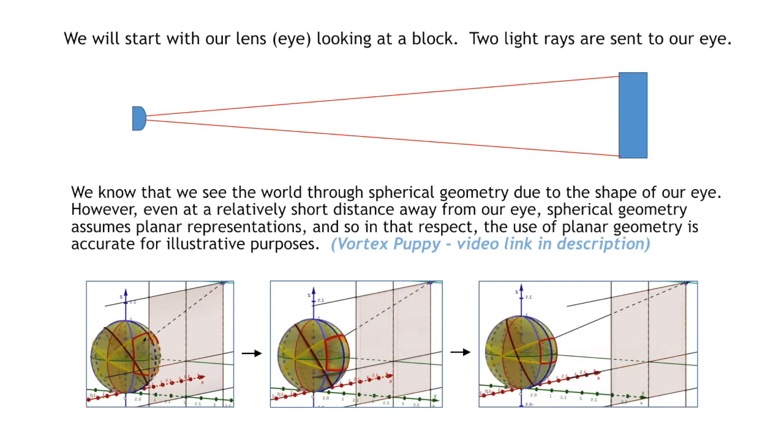We will start with our lens or eye looking at a block. Two light rays are sent to our eye. We know that we see the world through spherical geometry due to the shape of our eye. However, even at a relatively short distance away from our eye, the spherical geometry assumes planar representations, so in that respect the use of planar geometry is accurate for illustrative purposes. If you'd like to learn more about that, please see the video links in the description below.